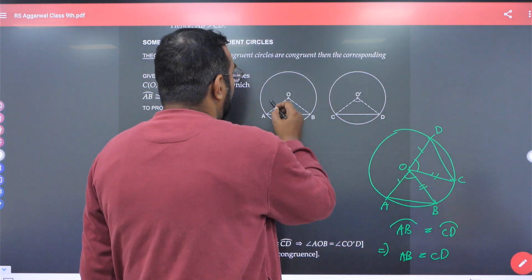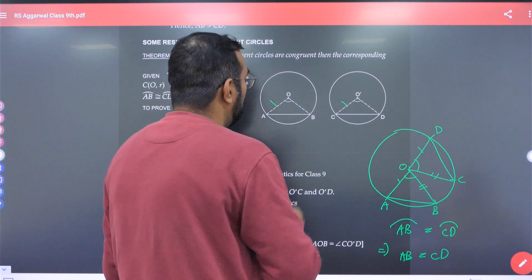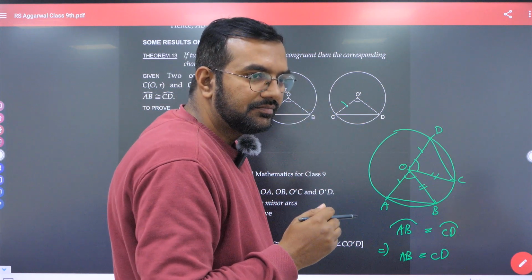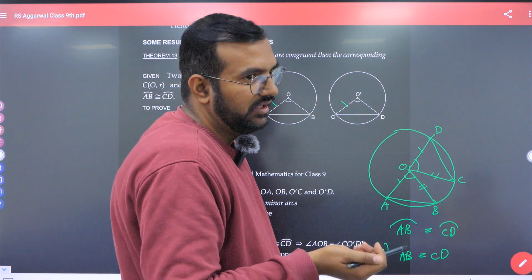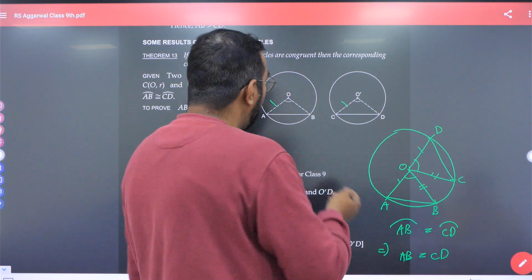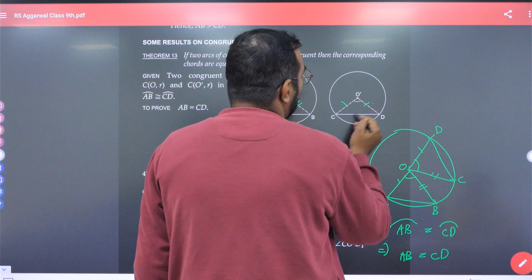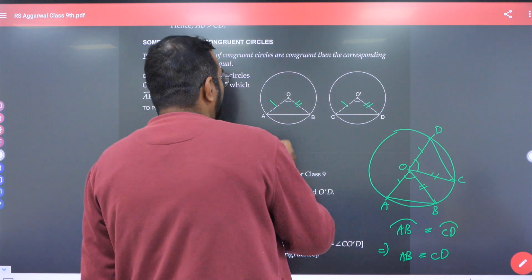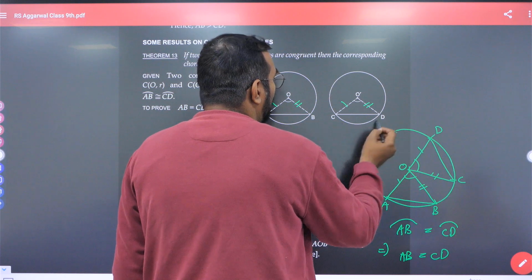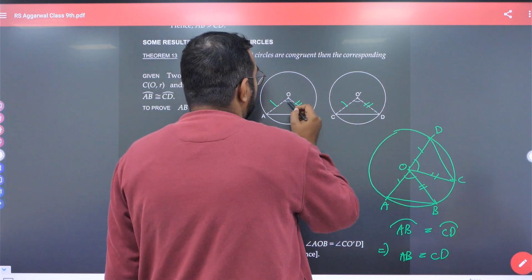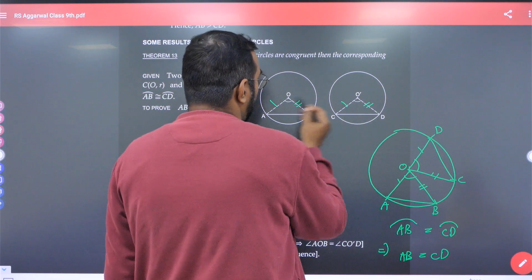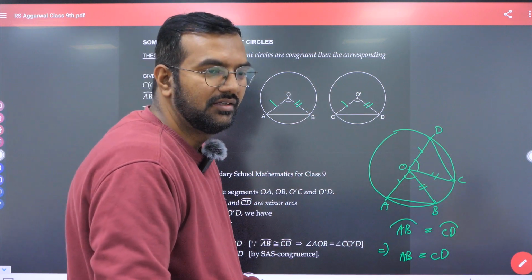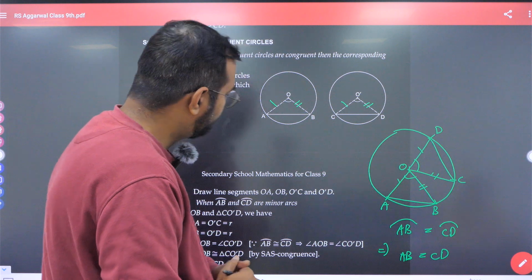Look here, OA equals O dash C and OB equals O dash D. How? Same radius. The radii are equal, given. Here the arcs are congruent and the radii are equal. That means this angle will be equal to this angle. So the triangles are congruent, and by CPCT AB equals CD. Okay.